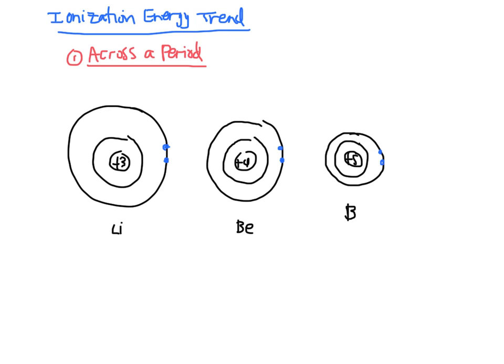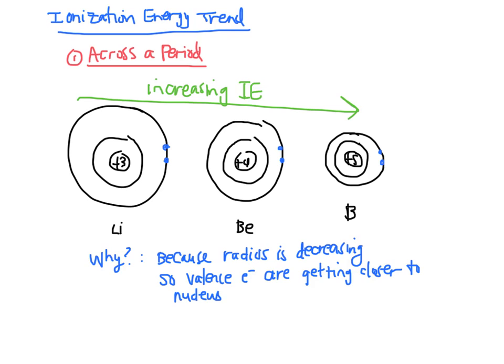So you should see a trend of an increase in the ionization energy because, like I said, those valence electrons are getting closer to the nucleus, and so it would require more energy to remove them the closer they are to the nucleus. So again, why? Because as the radius decreases, the valence electrons get closer to the nucleus, so they become harder to remove and require more energy. So the trend in ionization energy as you go across a period is that it increases as you go from left to right.